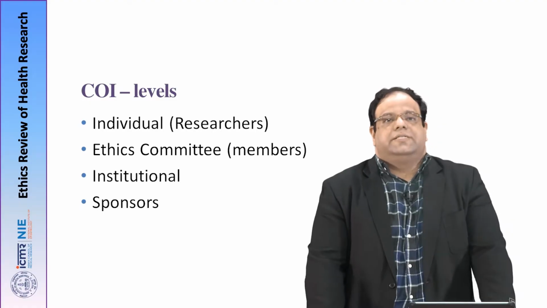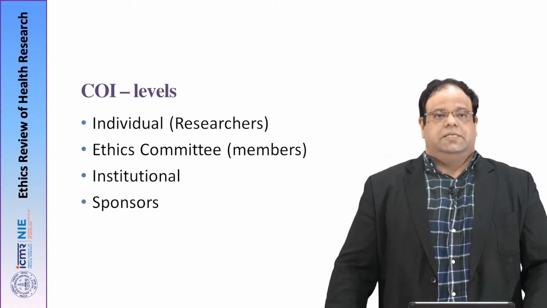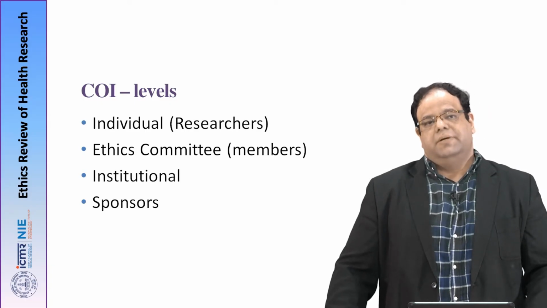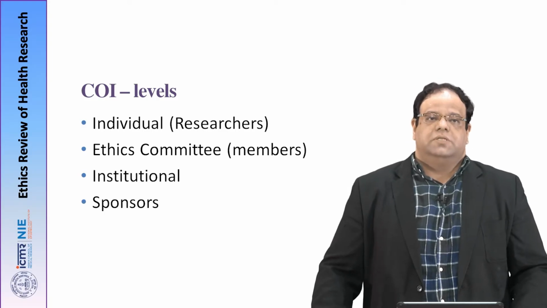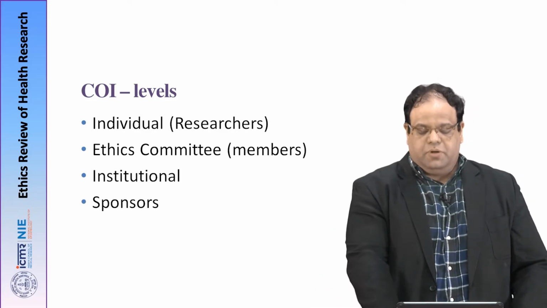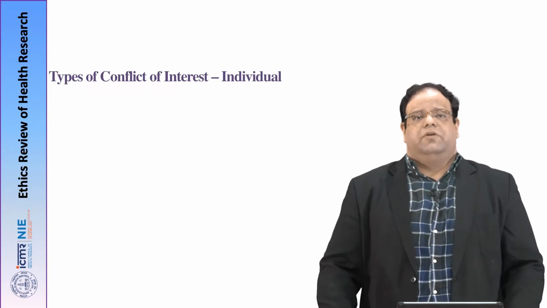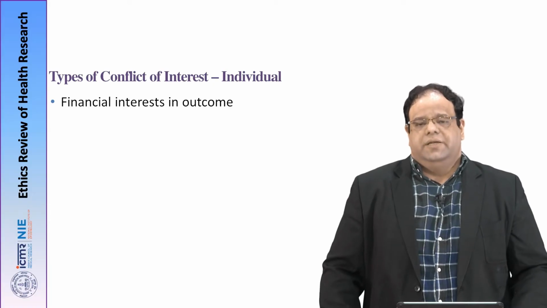Now, conflict of interest can occur at various levels. It could occur at the level of the individual, say the researcher. It could occur at the level of the ethics committee, especially the members. It could also be institutional, and it could be at the level of sponsors, and each of those levels are important to look at. Now, if you look at the individual level conflict of interest, obviously the most glaring is when you have a clear financial interest in outcome.